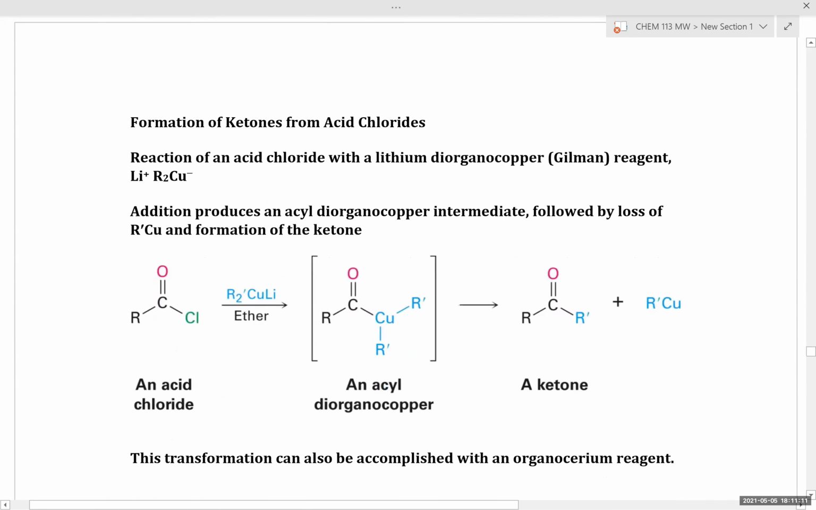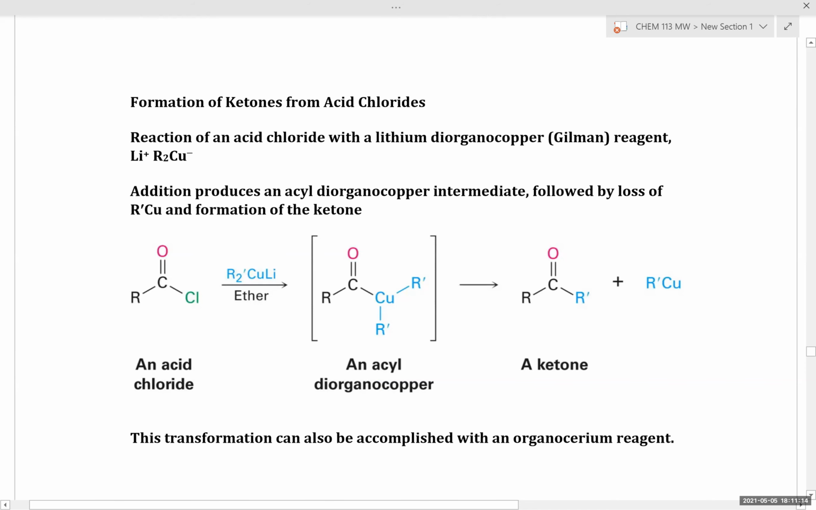Okay, so let's keep going and let's talk about a unique method to prepare ketones directly from acid chlorides. So reaction of an acid chloride or acyl chloride with a lithium diorganocopper species, or a Gilman reagent, yields the corresponding ketone. The reason why this reaction works is first, your organocopper reagent adds into the carbonyl. We have a textbook carbonyl substitution, and then we see a reductive elimination to generate our ketone.